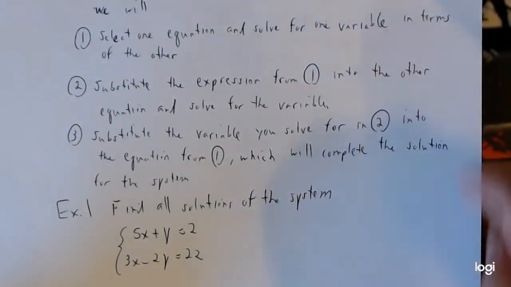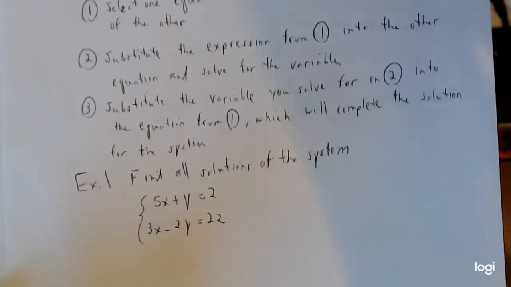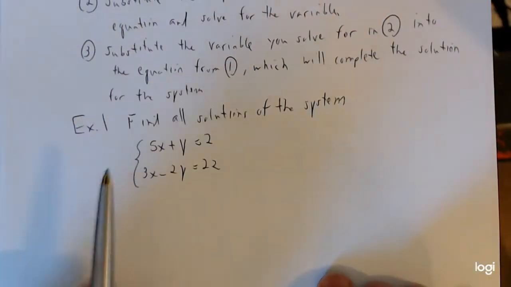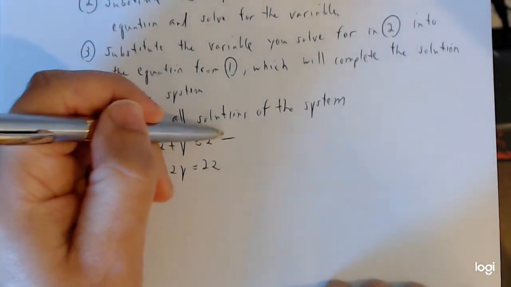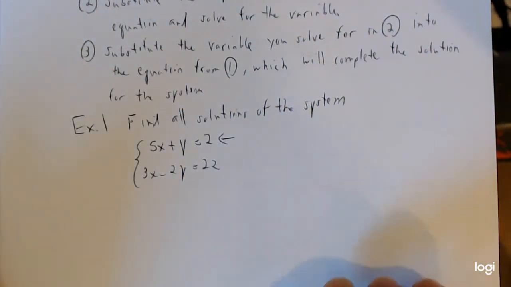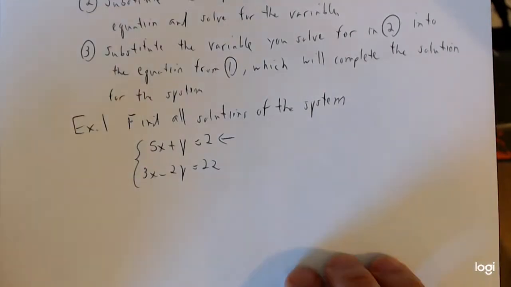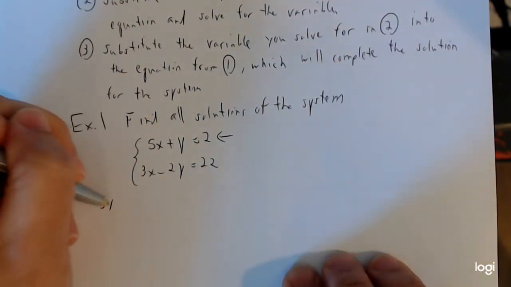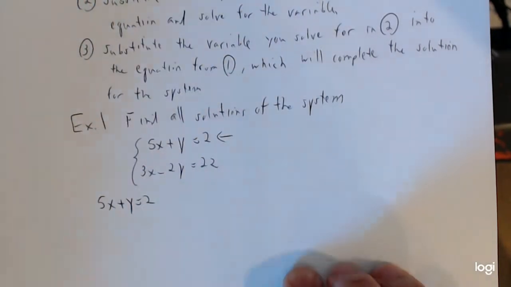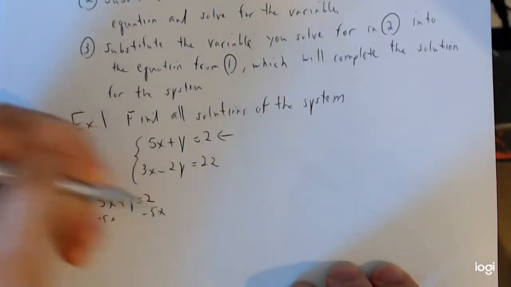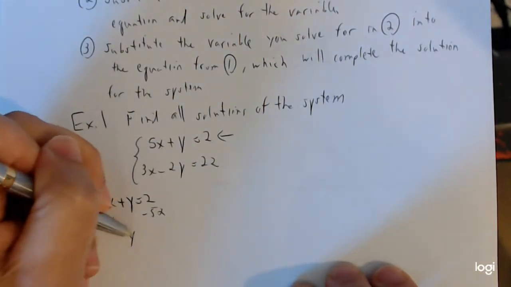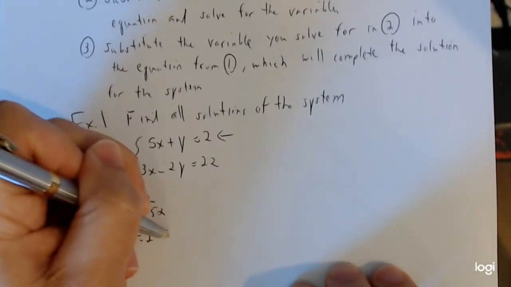So what we do, just going through the steps, is take one of these equations and solve for a variable. By looking at this, grabbing the first equation and solving for y in terms of x is the easier way to go about it. So if I take 5x plus y equals 2, and I solve for y, all I have to do is subtract 5x from both sides, and what do I get? y is equal to 2 minus 5x.